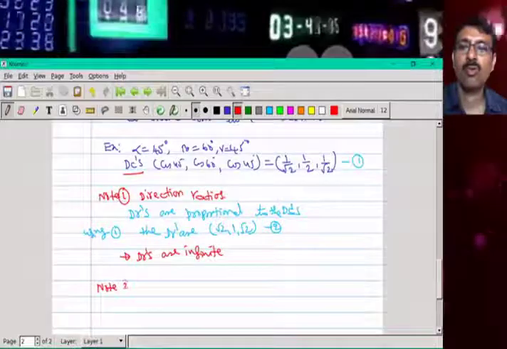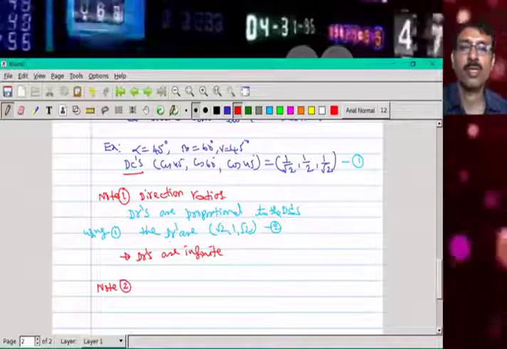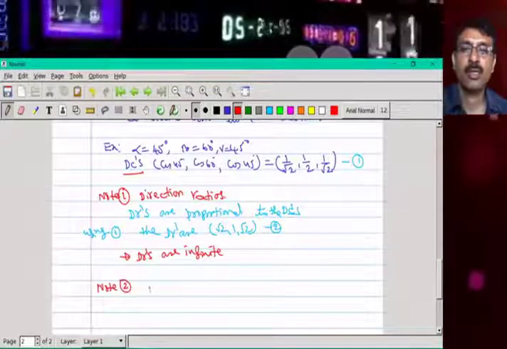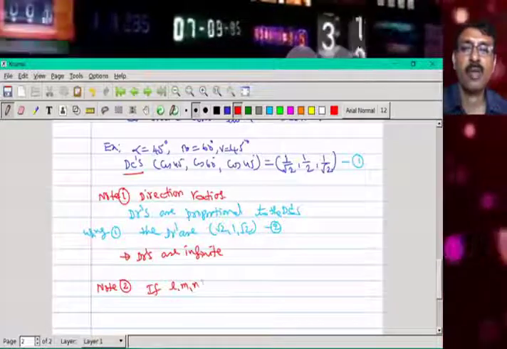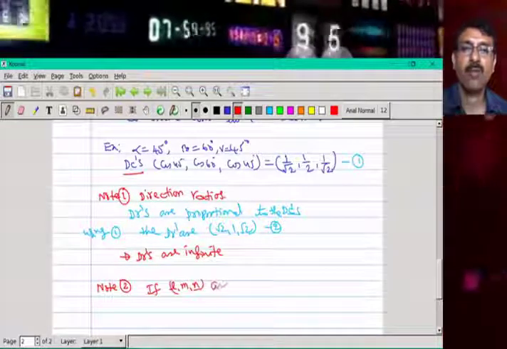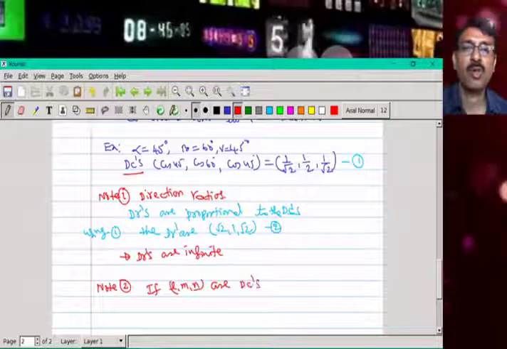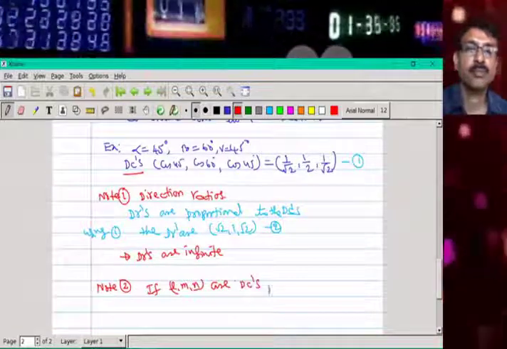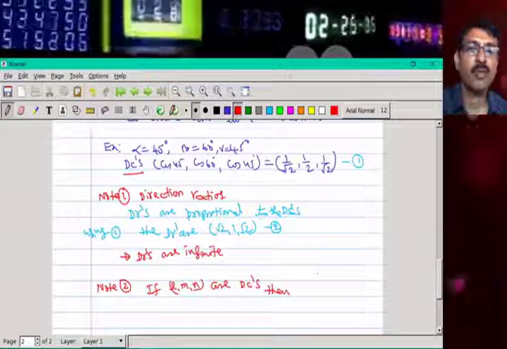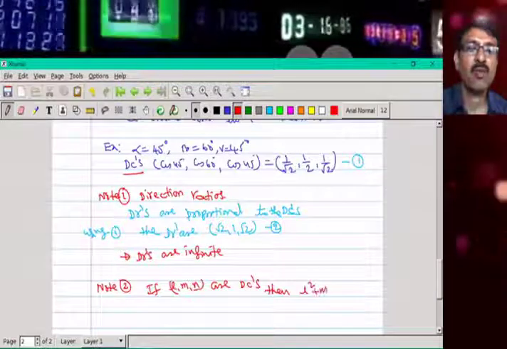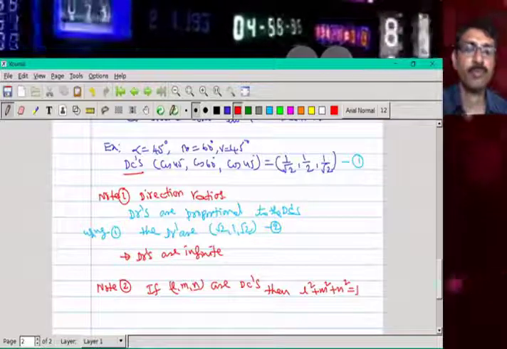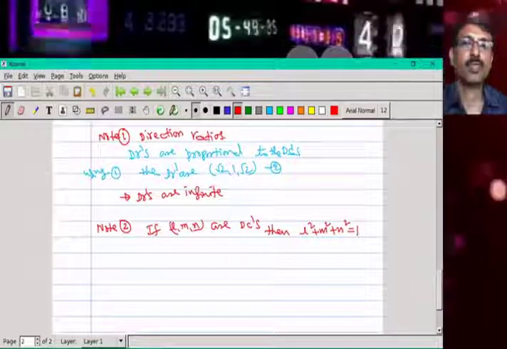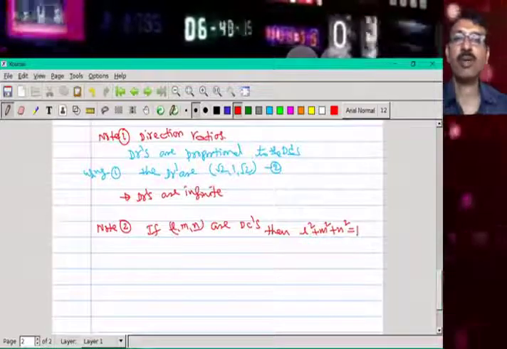Note 1, note 2: if L, M, N are DCs, then L square plus M square plus N square equal to 1.